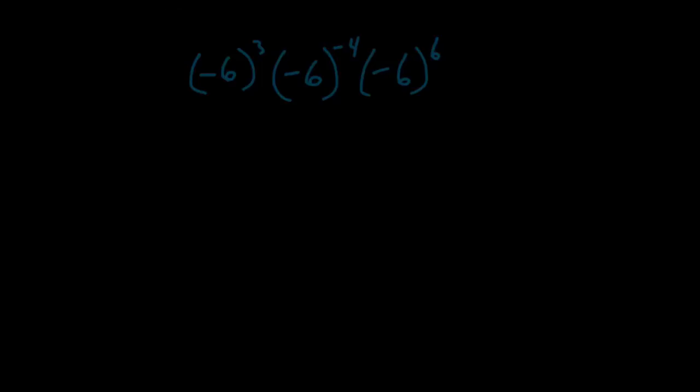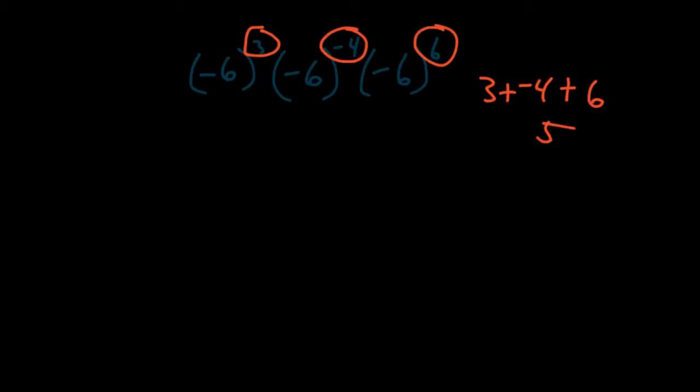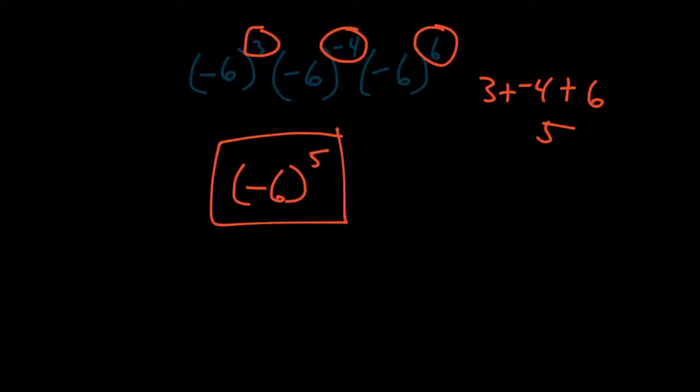In this problem, our common base is -6. So we could go ahead and just add the exponents: 3 plus -4 plus 6. 3 plus -4 is -1, and -1 plus 6 is 5. So altogether we'll have -6 raised to the 5th power, and we could leave that as our answer.